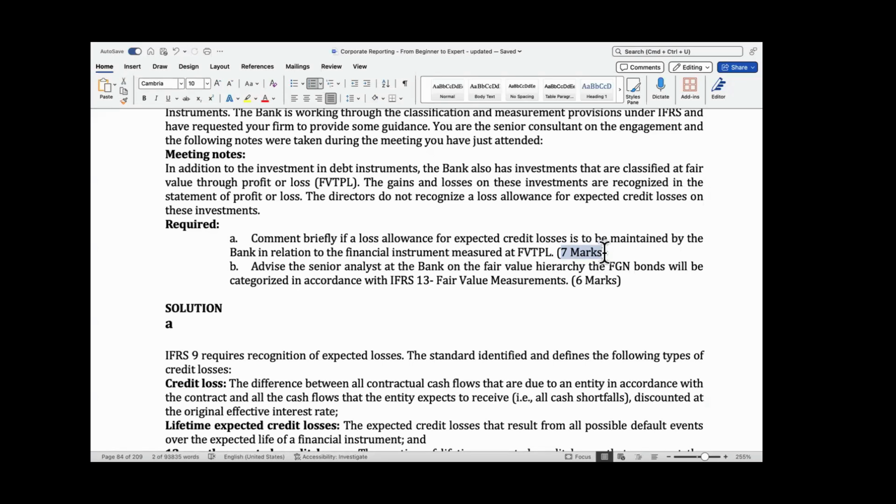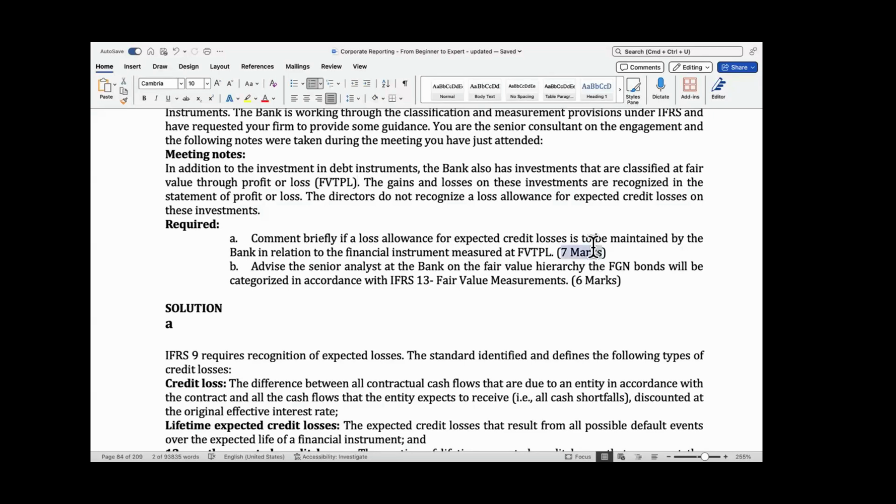Having mentioned that, you now go back to the case. Since the bank classifies the investment at fair value through P&L, it does not have to recognize a loss allowance for financial assets classified at fair value through P&L, because they are measured annually, and losses and gains are already captured in P&L. So that is it. That will give you your 7 marks.